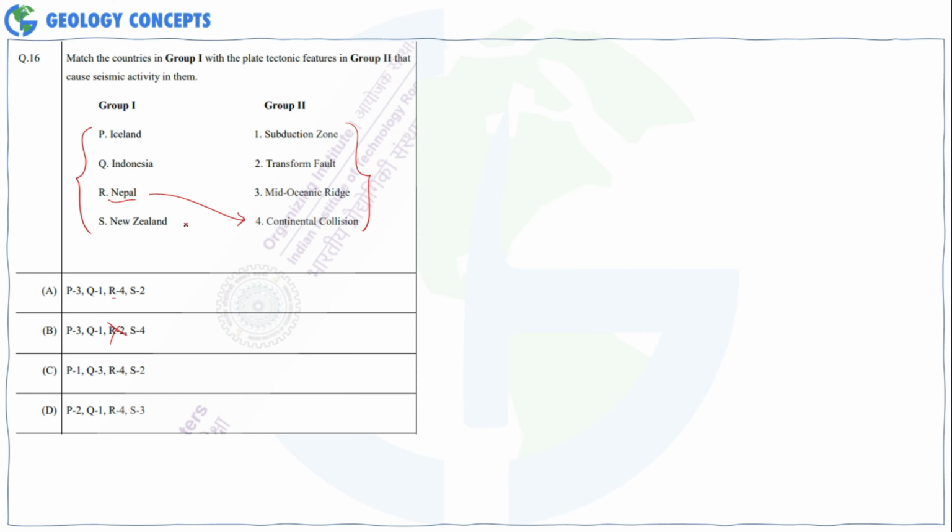But apart from this, I can see Iceland has a mid oceanic ridge going very prominently through this. Then Indonesia has this subduction zone. It's also not far from the Indian subcontinent. It's towards the east of India, we can see. And New Zealand has this transform fault going along this continent. So the correct answer here will be A, which says P is 3, Q1, R4 and S2.